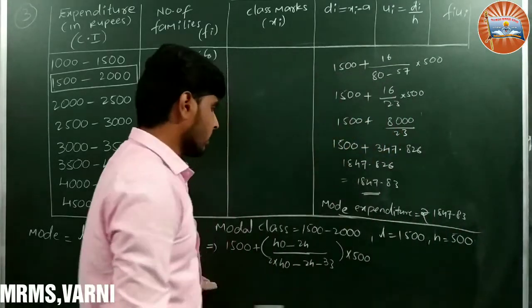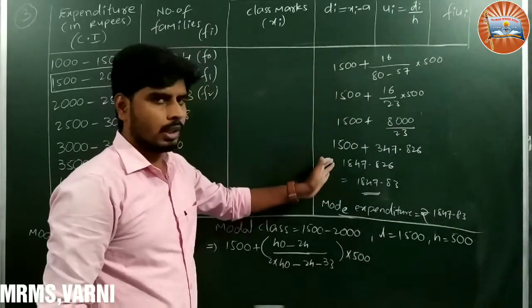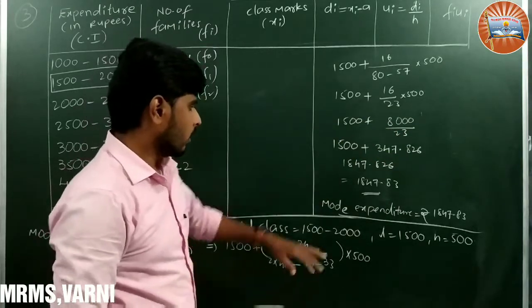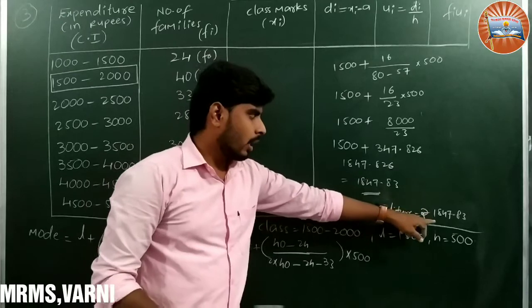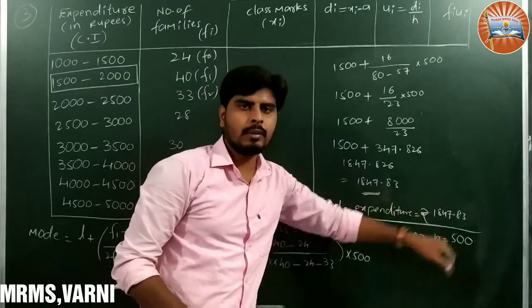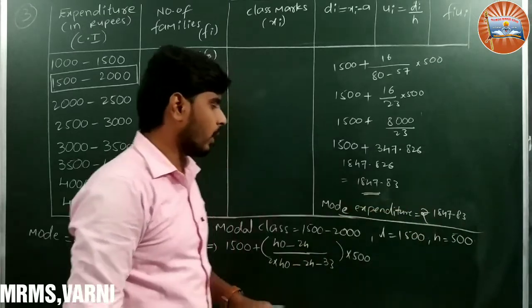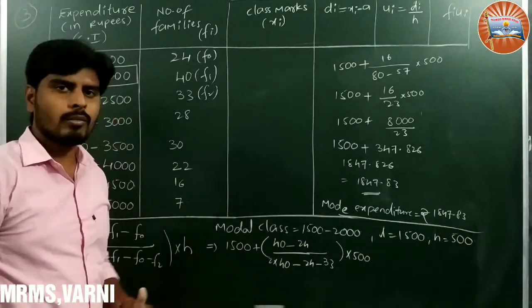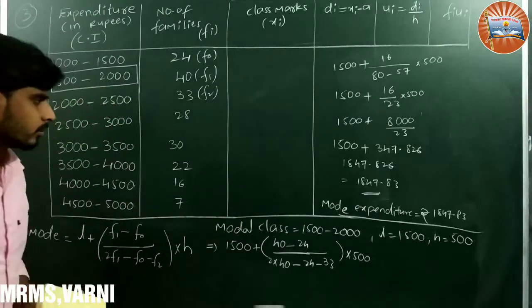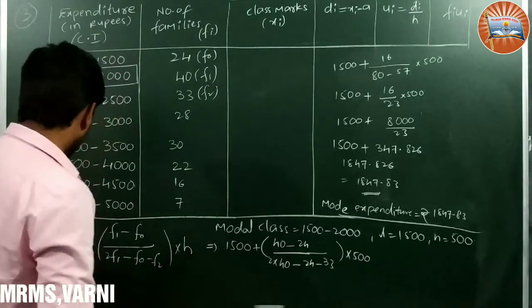So write down this first, then after this one. Okay. All these things are rough work. So now what we got? Mode expenditure is 1847 rupees 83 paisa. This is the mode expenditure. Now we have to find the mean by using the step deviation method. Okay. Right. So I am going to erase all this.